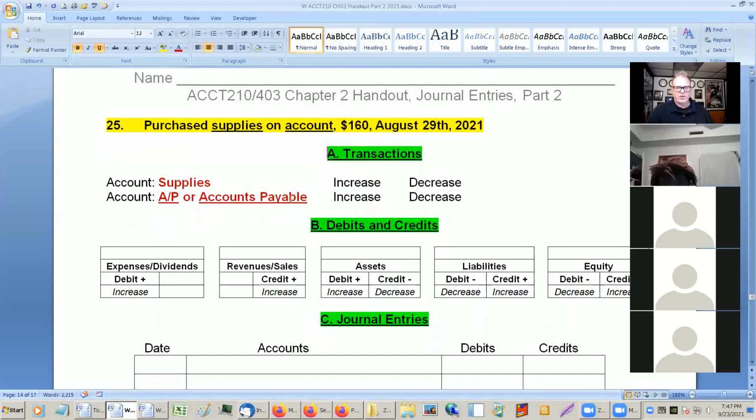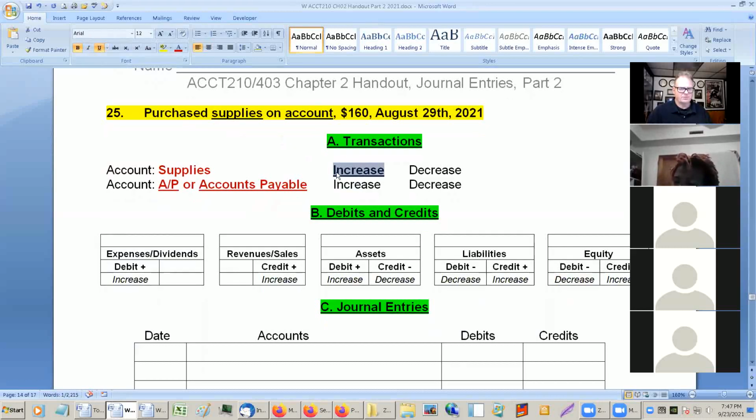Okay, the supplies, are they going up or down? Increase. How about the liabilities? Increase. Yep and yep. Okay, so supplies are what kind of account? Assets.